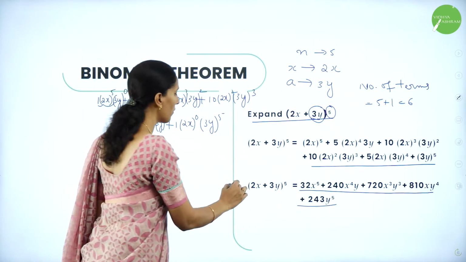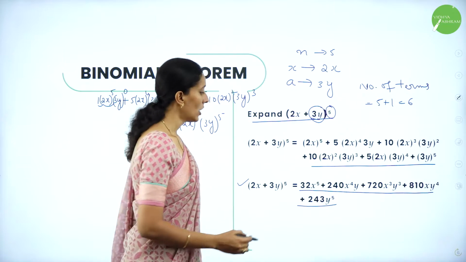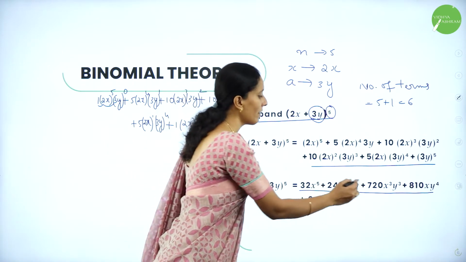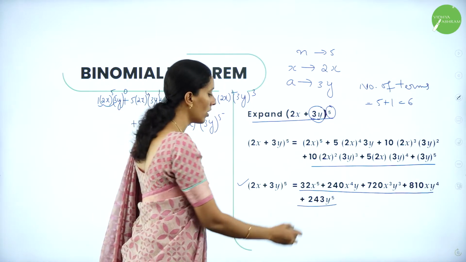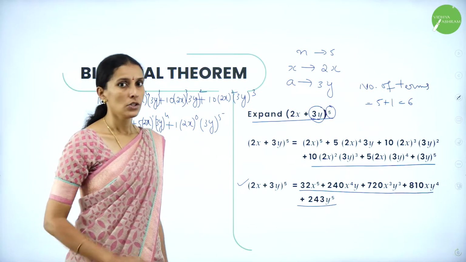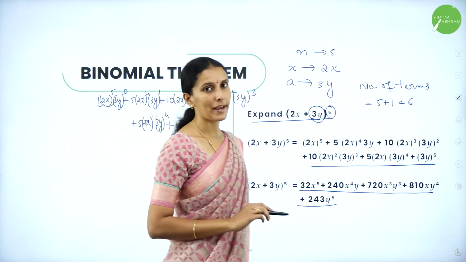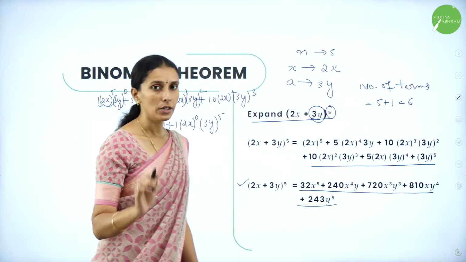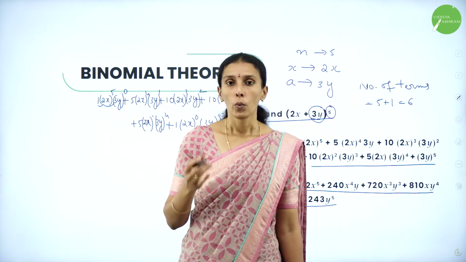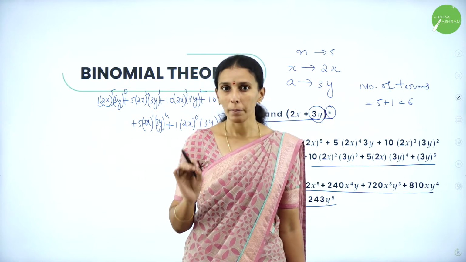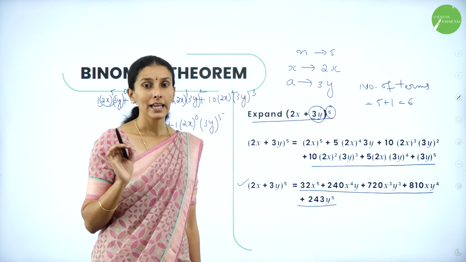So the expansion of (2x + 3y) whole power 5 is 32x^5 + 240x^4y + 720x^3y^3 + 810xy^4 + 243y^5. How did you get it? By expanding the powers of 2 and 3 and then multiplying all the constants. I hope you understood how we can write the expansion of any binomial term when the index is known. You should remember the coefficients and the idea of x decreasing and a increasing.